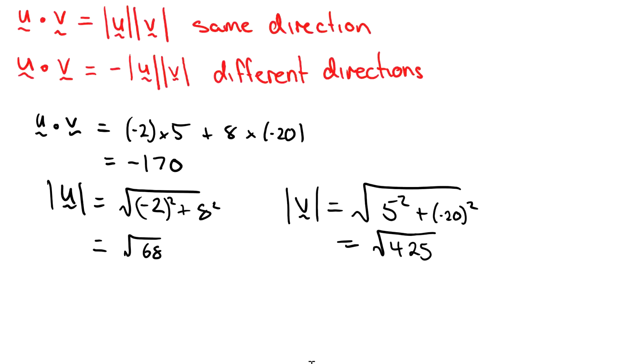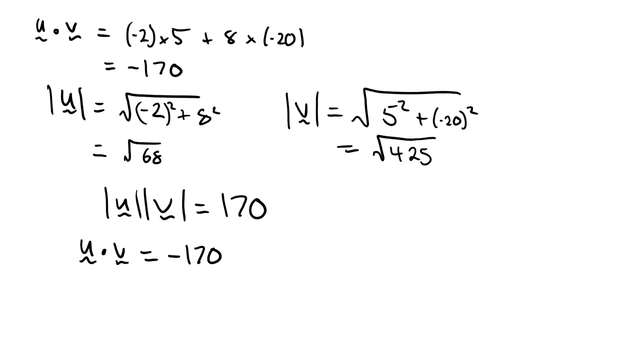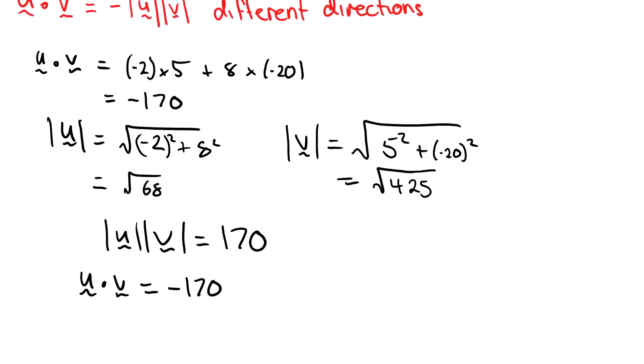If we multiply our two values together, we get 170. Since our scalar product was negative 170 and our multiplied magnitudes was 170, we know that these are parallel but in different directions, because one is positive and one is negative.